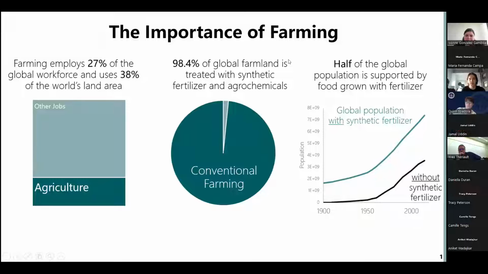I'll start off by saying that farming is a very important sector, right? It employs a quarter of the global workforce and uses a third of the global land area. Almost all farmland is treated with some form of agrochemicals. Organic production, while it's important and often has its place, is only about 2 or 3% of global agriculture. And fertilizer is incredibly important because without it, half the people in this room could not be here today. Half of the calories that we consume globally are supported by crops grown with synthetic fertilizers.